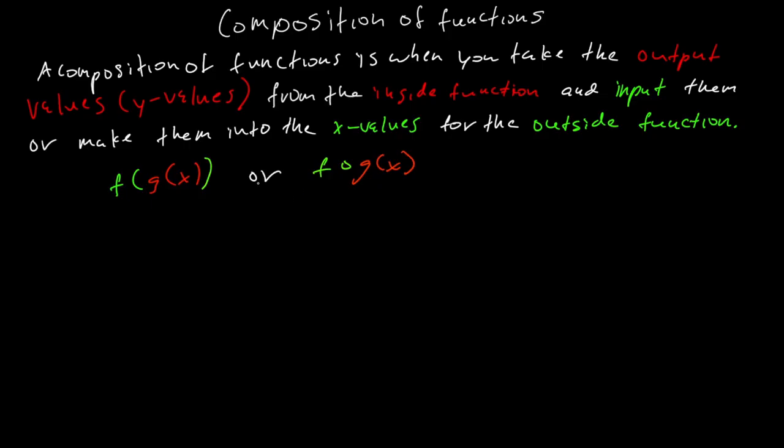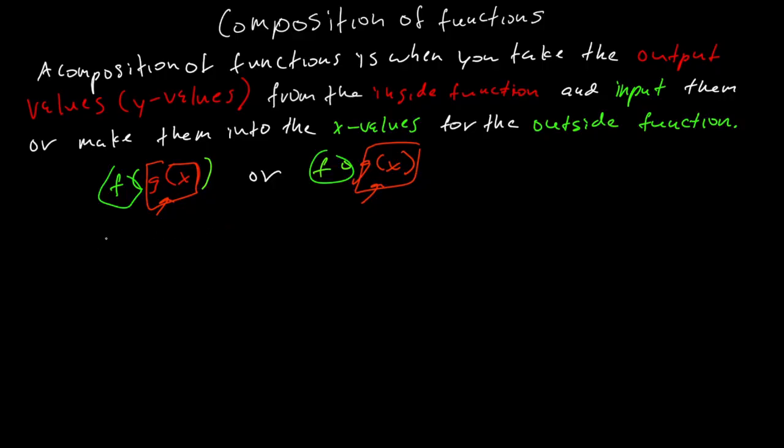A composition of functions is basically when you take the output values in red of these two functions, or the y values from the inside function, once again in red, and input them or make them into the x values for the outside function, which in this case would be f of x, right here. Basically, you're plugging one function into another. And first off, we can visualize this by using an actual number.